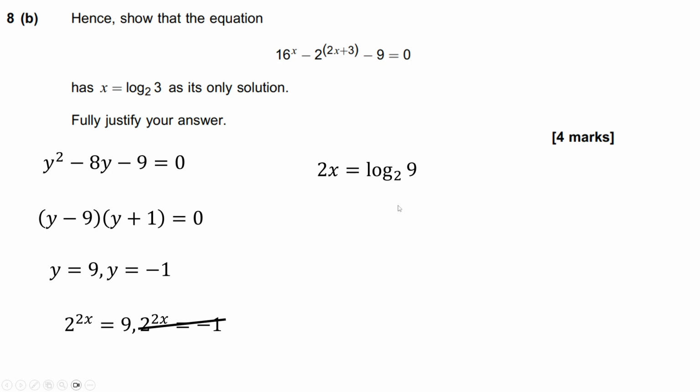Log base 2 on both sides, you'll get that. Divide by 2, so you've got a half here. Bring the half up here to this power. And then 9 to the power of a half is just 3. And that's the only solution.